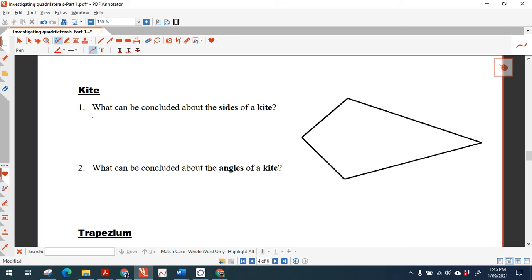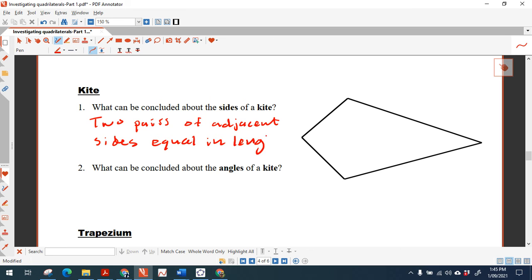That it has two pairs of adjacent sides equal in length. All right, so let's mark that. So this side is equal to this side, and then this side is equal to this side. Okay, so you've got two pairs of adjacent sides equal in length.